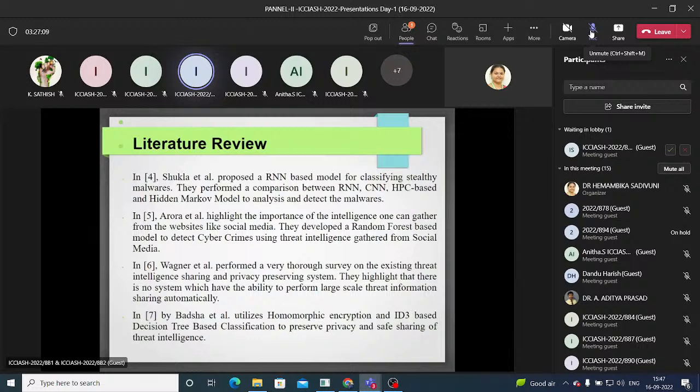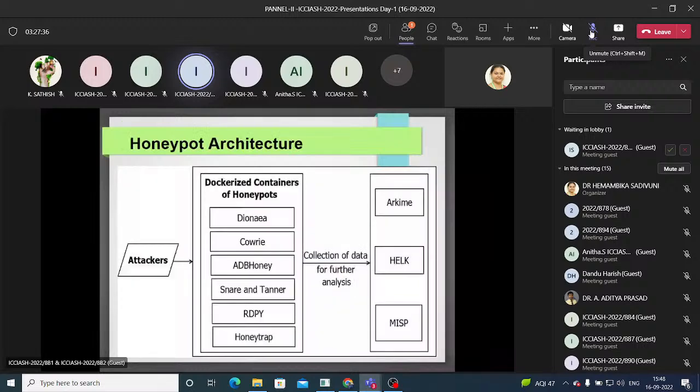Then how to find cyber crimes with the help of ML and AI techniques, that also we have used, as well as, based upon the different classifications of these attacks, how we preserve our privacy while sharing threat intelligence. In these regards also we have done a certain literature review over here.